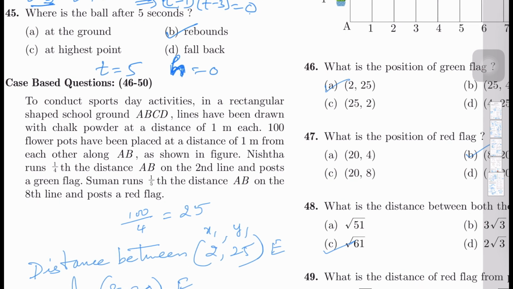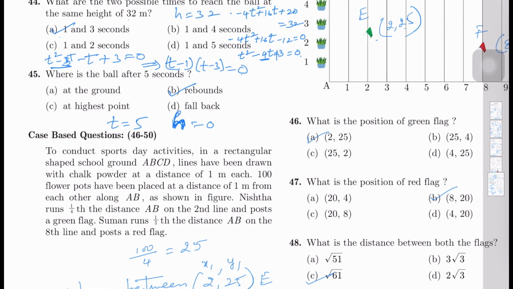So going into the last problem, the case-based questions. To conduct sports day activities in a rectangular shaped school ground, ABCD, lines have been drawn with chalk powder at a distance of 1 meter each. 100 flower pots have been placed at a distance of 1 meter from each other along AB as shown in the figure. Nishita runs 1/4 the distance of AB on the second line and posts a green flag. Suman runs 1/5 of the distance AB on the 8th line and posts a red flag.